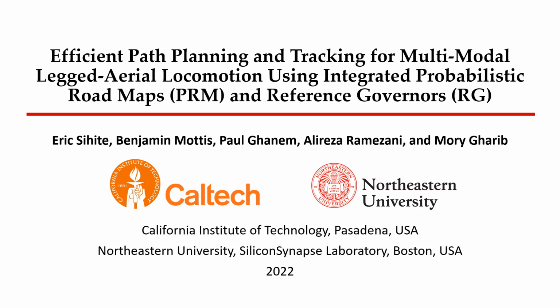Today I will be presenting to you about the efficient path planning and tracking for multimodal legged aerial locomotion using integrated probabilistic road map and reference governors. This is a work done by Eric Sihite, Benjamin Motis, Paul Genam, Ali Reza Ramezani, and Mori Garib. This is a work in collaboration between California Institute of Technology and the Northeastern University.